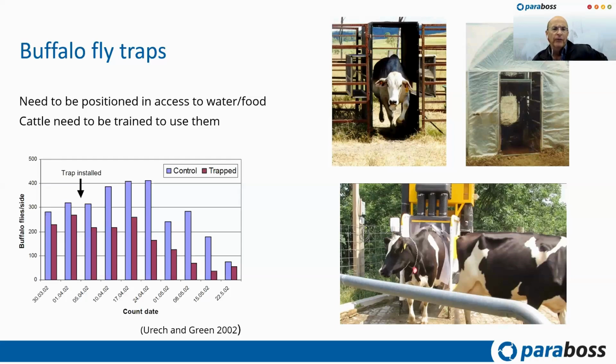This is the results of some work where Rudolph Urek and Peter Green, who some of you might know, looked at the Queensland trap in a beef cattle situation. The purple bars are the ones that didn't have the buffalo fly trap, and the other ones are where they did. And you can see that they definitely got a reduction in buffalo fly numbers, and particularly down here at the end of the season or before the season, it can keep your flies below an economic threshold, and it might save you a treatment.